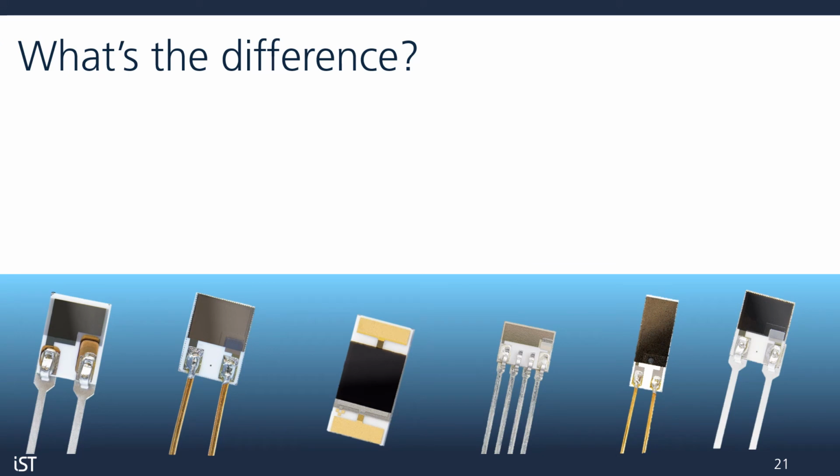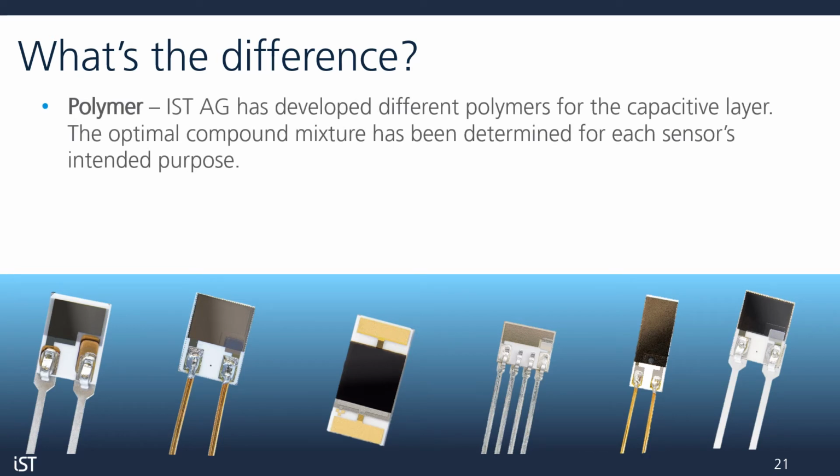So you might ask, what's the real difference between these sensors? It mostly comes down to the polymer. We've developed several different polymers to be used for the capacitive layer. These were developed with particular applications in mind.